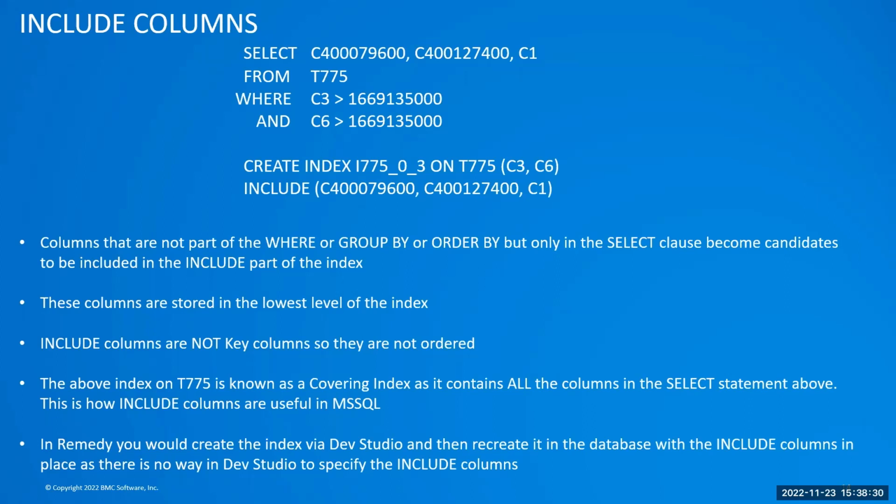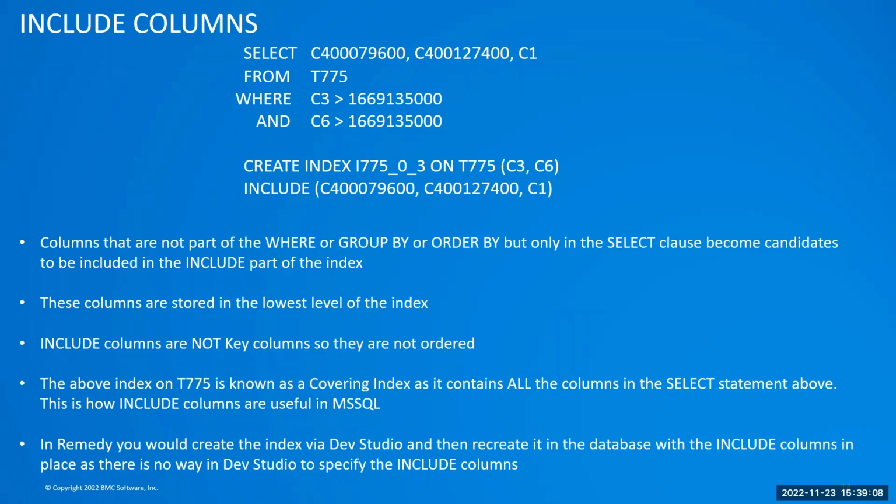And how do you do an include when Remedy's Dev Studio, where you would create your index, does not have the ability? We recommend you create the index in Dev Studio so that AR can have the information in its metadata tables. So you would create the index with the key columns, in this case on T775, on C3 and C6, and it would generate a system-generated name from AR. Then you would ask your DBA to recreate the index with the include part, right?